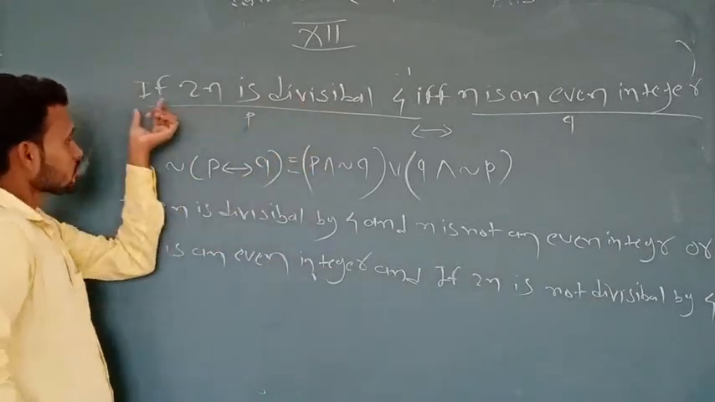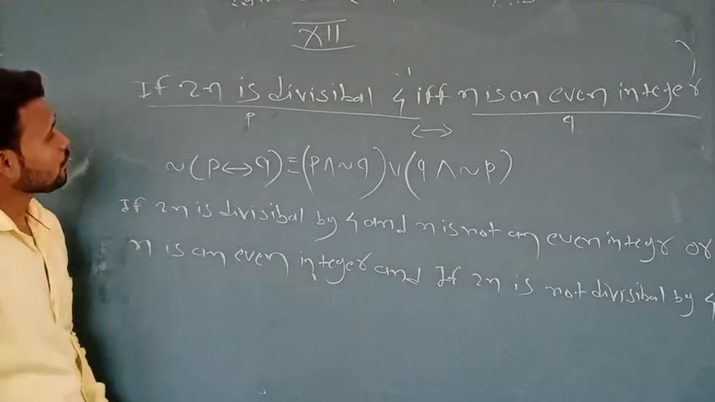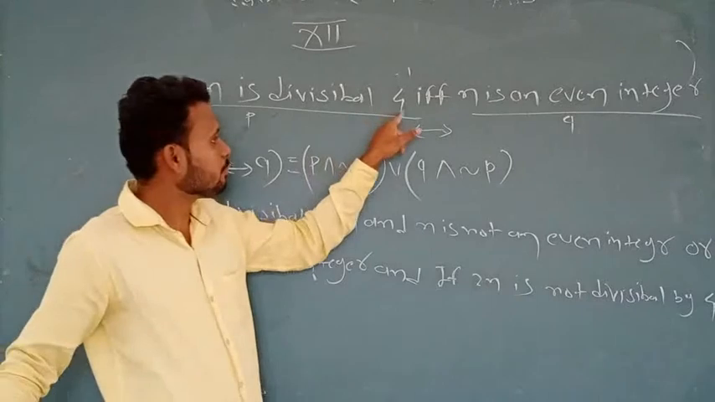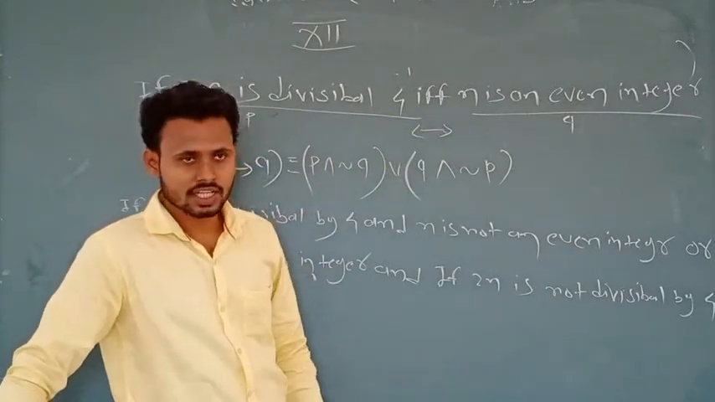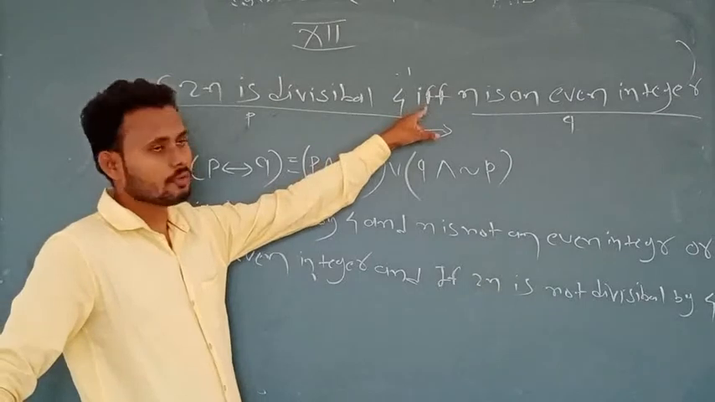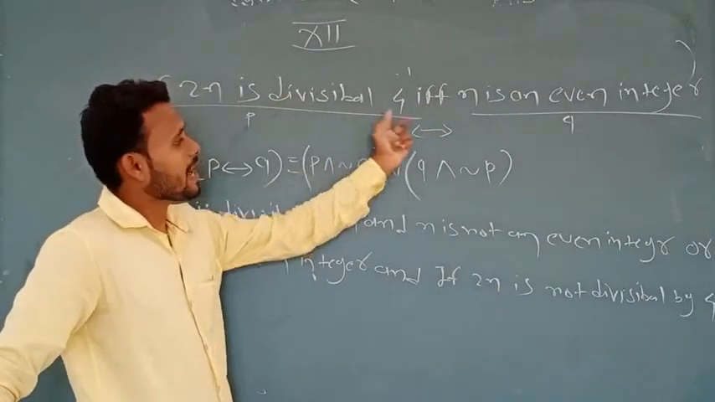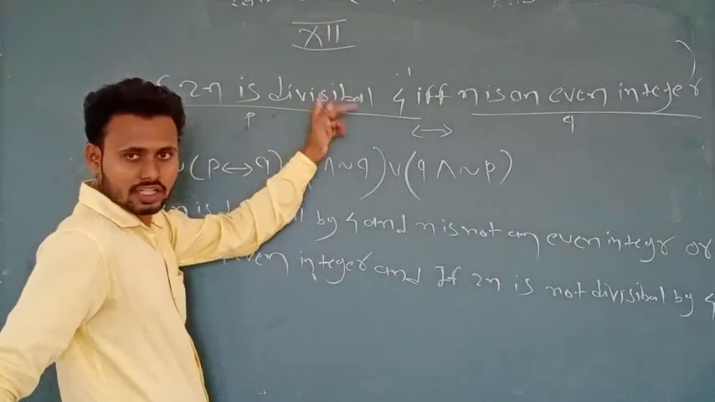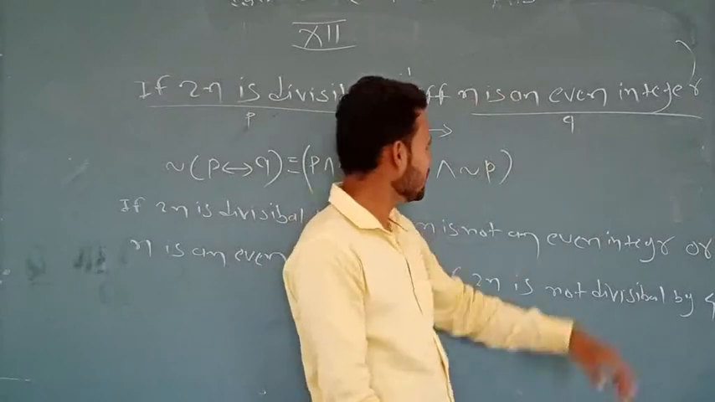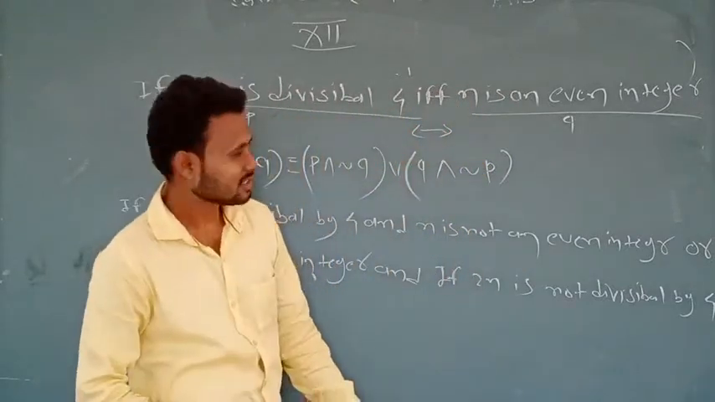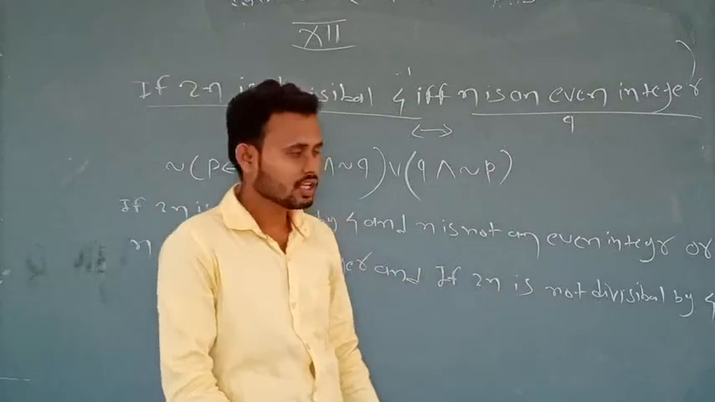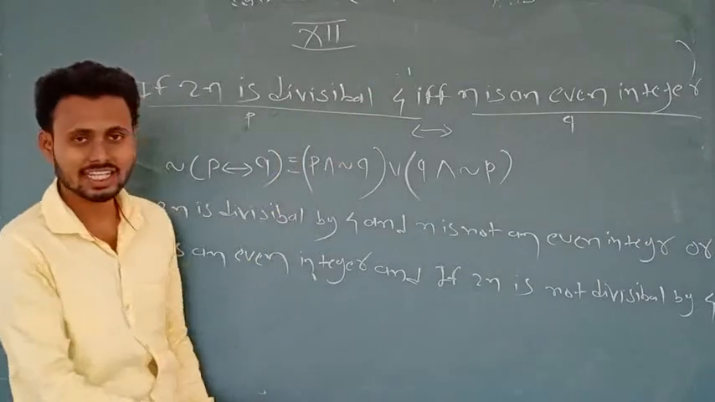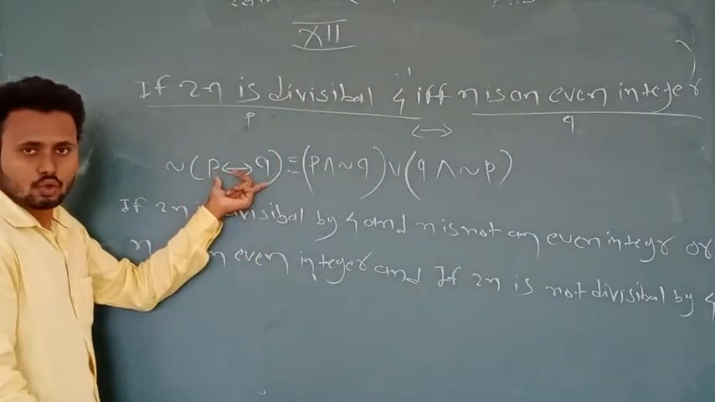Okay, what is the question? Write the negation of the following compound statement: 2n is divisible by 4 if and only if n is an even integer. In that statement we observe the logical operator if and only if, so it is a biconditional statement. There are two simple statements. The first, 2n is divisible by 4, we consider as P. The second, n is an even integer, we denote by Q. So the statement pattern is P if and only if Q.